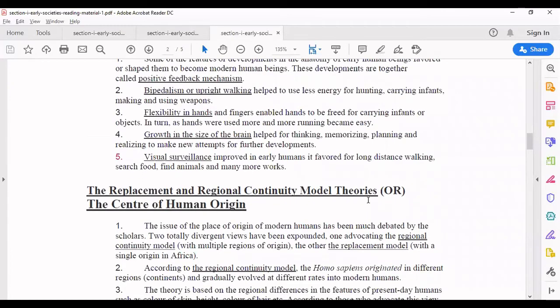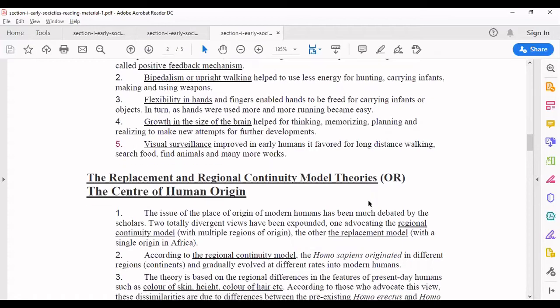There was bipedalism or upright walking, and this helped to use less energy for hunting, for carrying infants, and making and using weapons. Then there was flexibility in hands and fingers that enabled the hands to be freed for carrying the infants or objects. And because the hands were free, the hands were used more and running became easy.